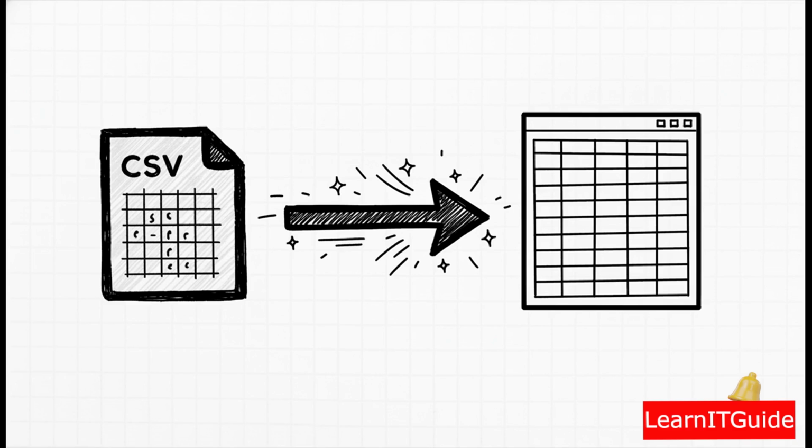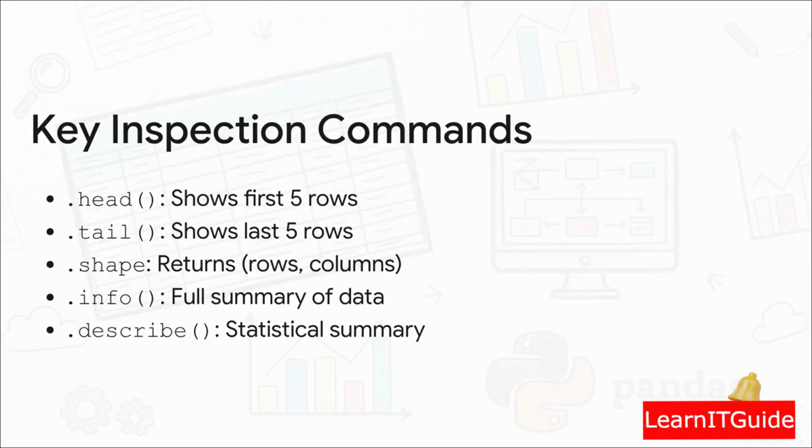How easy is that? Okay, so you've loaded your data. What's next? You got to take a peek at it, right? These commands are your new best friends. .head() lets you see the first few rows. .tail() shows you the last few. .shape tells you how big your data set is, rows and columns. .info() gives you a technical summary. And .describe(), well, that one's special.